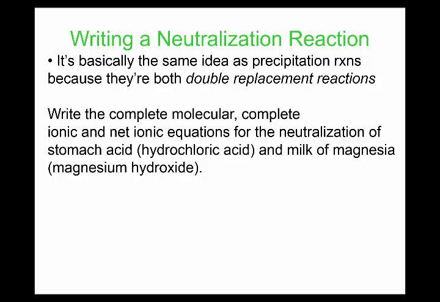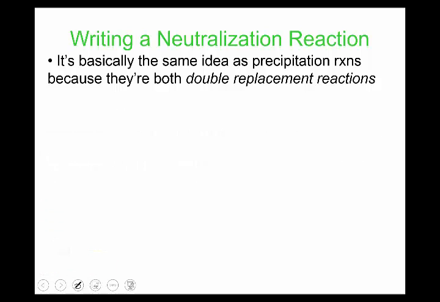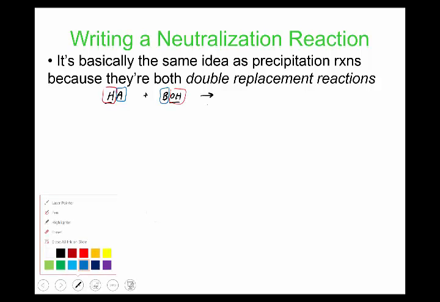So here's the general reaction. You'll have an acid, which we'll call HA, plus a base, which we'll call BOH. The cation will be B, the metal cation, and then OH will be the basic portion. Here's the proton, and here's the hydroxide. They basically swap partners: the H combines with the OH, and the anion of the acid will combine with the cation of the base, and then you'll get the following products.